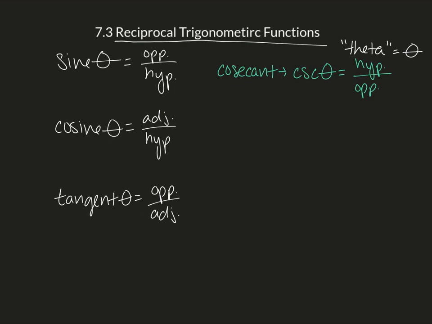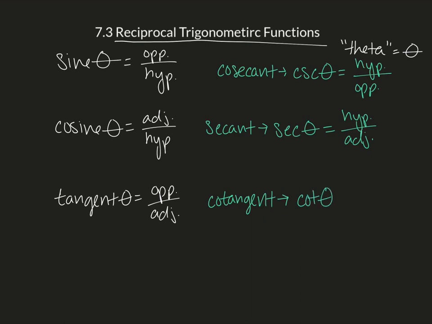Okay. Then we have cosine of theta, and the reciprocal of cosine is what we call secant, and that is abbreviated SEC of theta, so secant of theta, and that is the reciprocal of adjacent over hypotenuse, which means it is the hypotenuse over the adjacent. The last one is tangent. This is maybe the easiest one to remember because it is just cotangent, and we would abbreviate that COT of theta, so cotangent of theta. And again, it's the reciprocal, so it is the adjacent over the opposite.